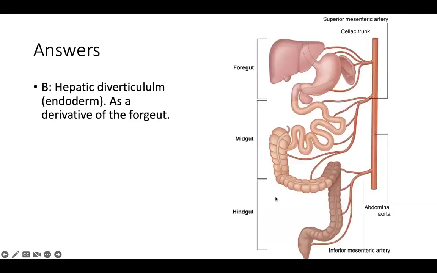The liver is derived from the endoderm, particularly the hepatic diverticulum, and it's a derivative of the foregut. As we know, the abdominal organs arise from the foregut, the midgut, and the hindgut. The foregut gives rise to the liver, the stomach, the esophagus, and also the spleen. The midgut gives rise to the small intestine and part of the large intestine, and the remaining large intestine, the colon and the rectum, come from the hindgut.